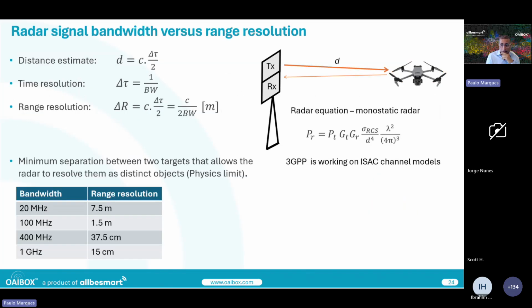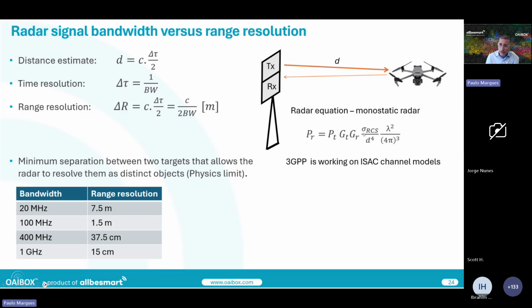So Ibrahim just mentioned the importance of channel modeling. Here, a very simple background on radar technology. In monostatic radar, the transmitter and the receiver are located in the same place. The transmitter transmits a signal pulse that gets reflected by this object, and then the receiver will receive a very weak signal that comes from the reflection.